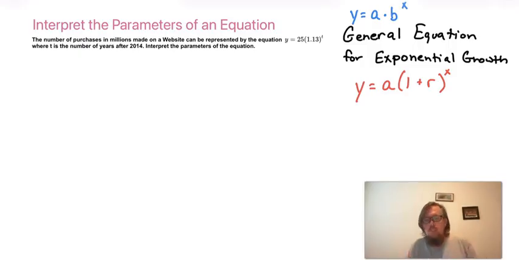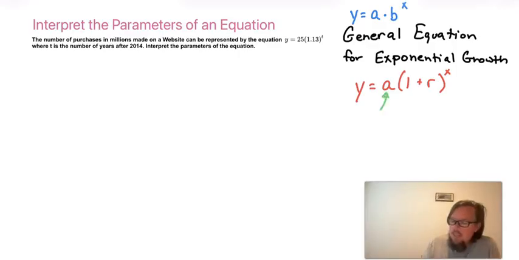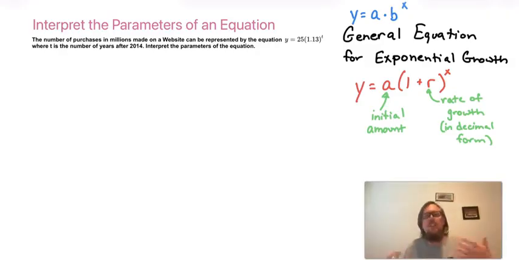And each one of these variables in here means something different, obviously. So the y and the x mean different things depending on the context of the problem, but a and r always mean the same thing. A means the initial amount or the starting amount. And R, as you might suspect, is the rate of growth. It's important to note that the rate of growth is in decimal form. So it's a percentage, but it's given to us in decimal form. Like if it's a 20% growth rate, R is 0.2. If it's a 35% growth rate, R is 0.35. So it's a percent given to us in decimal.